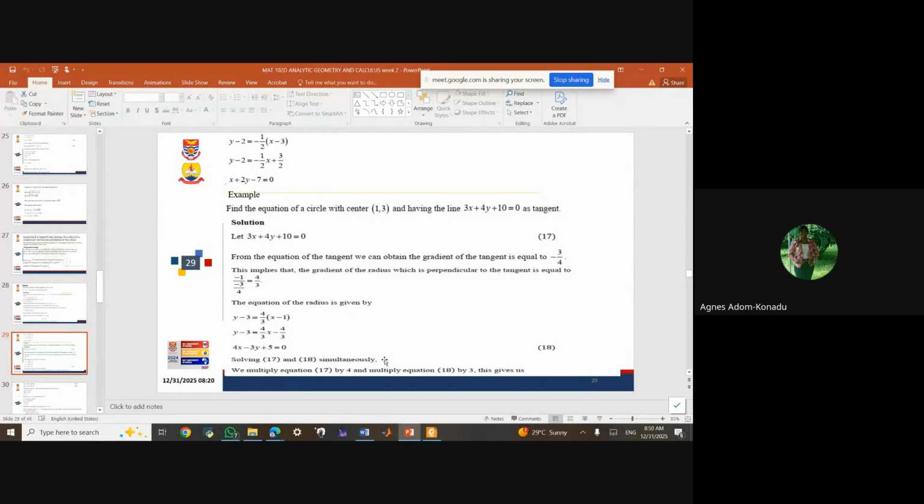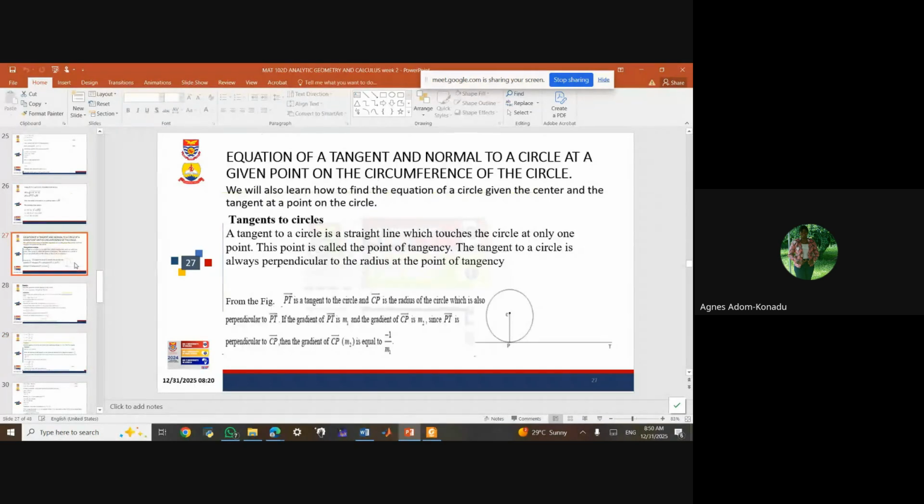Are you okay? Yes, please. I know you are confused, but please take your time and read the notes. You just have to find the gradient for CP. Then when you get the gradient for C and P, the gradient for the tangent will be the negative reciprocal. So if you get the gradient for the tangent, and given any point, you use the formula for finding the equation of a line, which is y minus y1 is equal to m into brackets x minus x1, and that will give you the equation of the tangent.